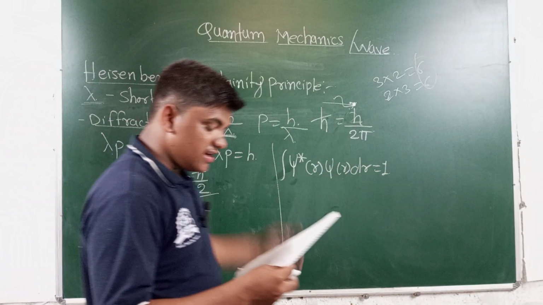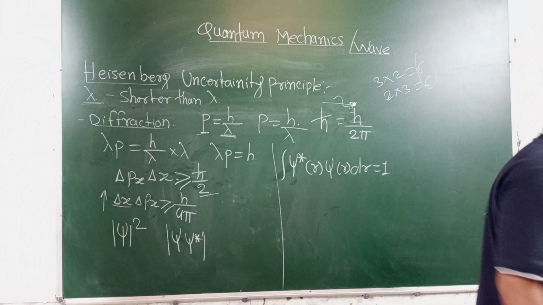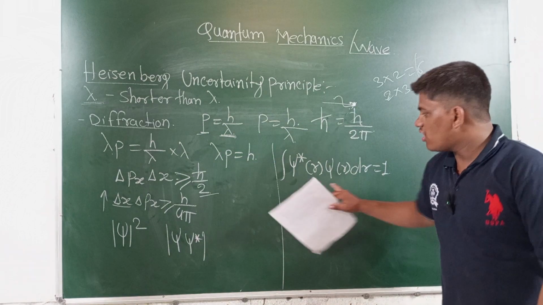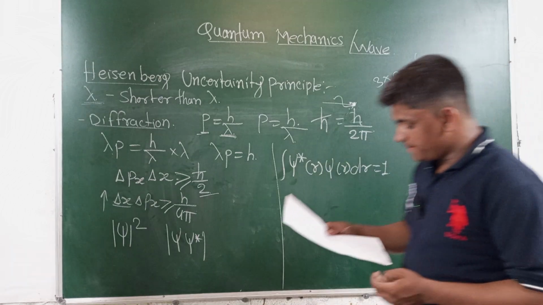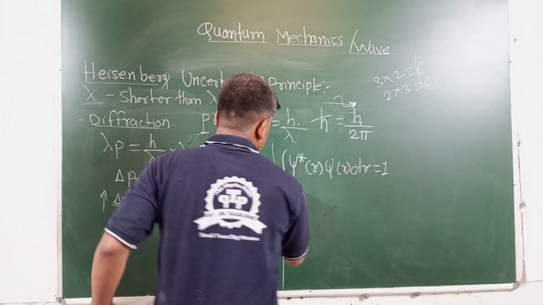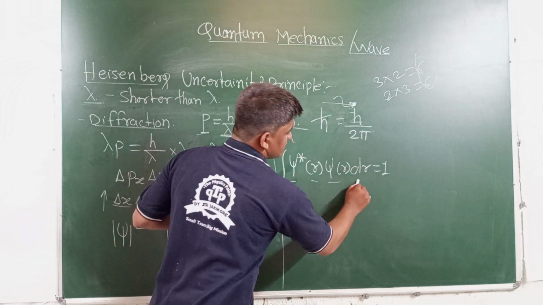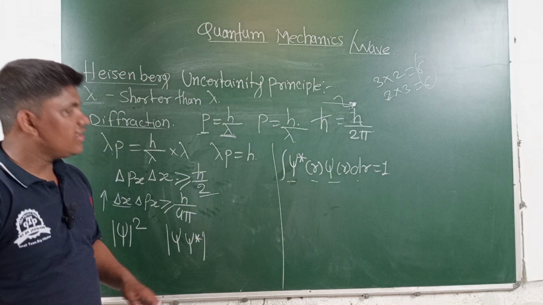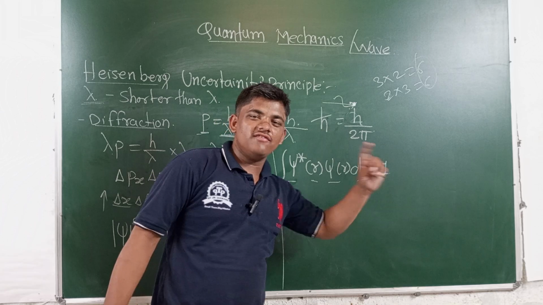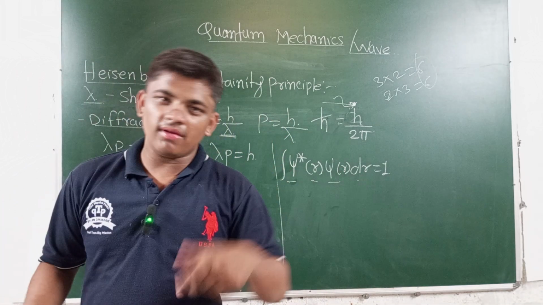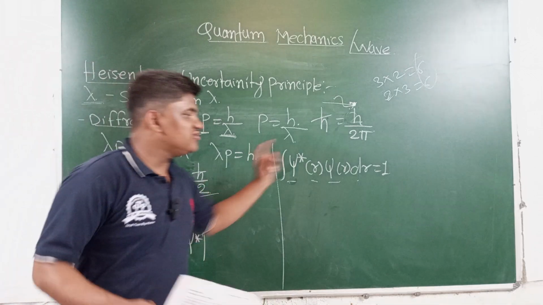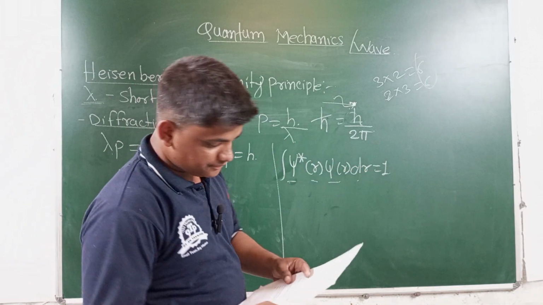Such functions are said to be normalized functions, or normalized to unity. That is, the integral of psi star r and psi r into dr is equal to 1. If the right hand side is 1, then this condition is the normalizing condition, or normalized to unity.